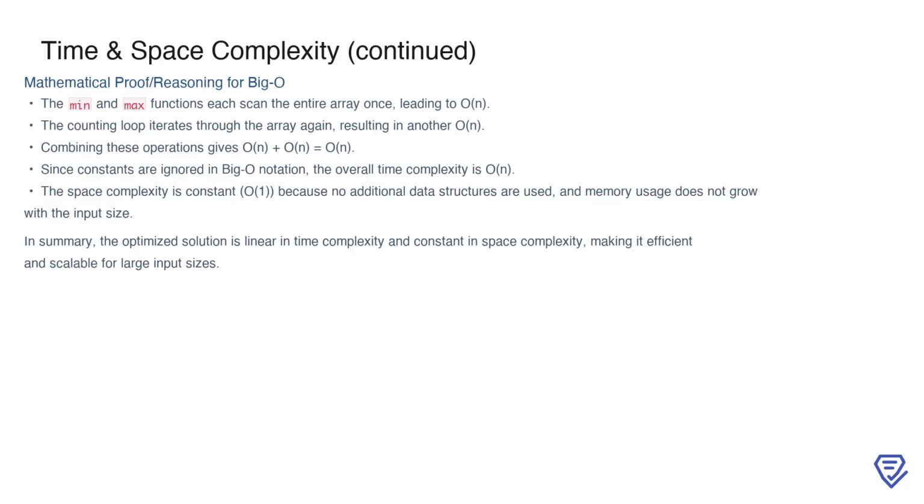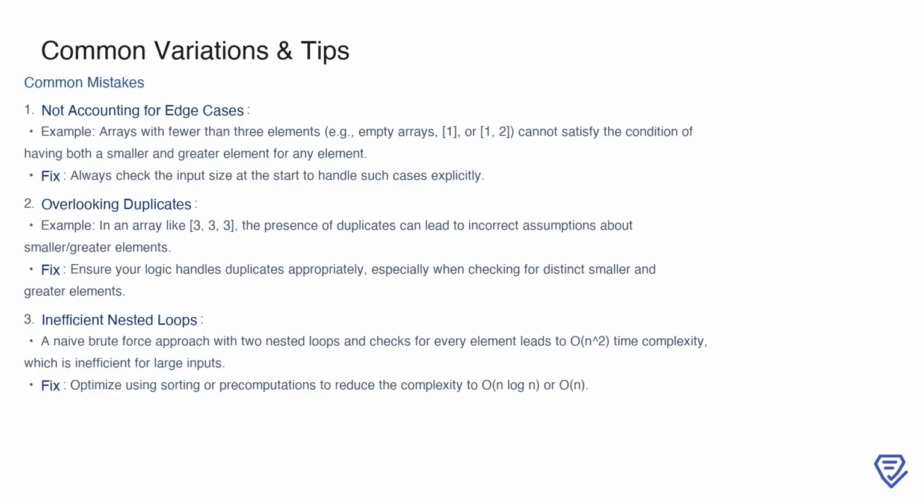One common mistake when solving this problem is not accounting for edge cases. For example, if the array has fewer than 3 elements, such as being empty, containing a single element like [1], or just 2 elements like [1, 2], it becomes impossible for any element to have both a strictly smaller and a strictly greater counterpart. To prevent this, implement a check at the beginning of your code to handle these cases explicitly, ensuring your logic doesn't break.